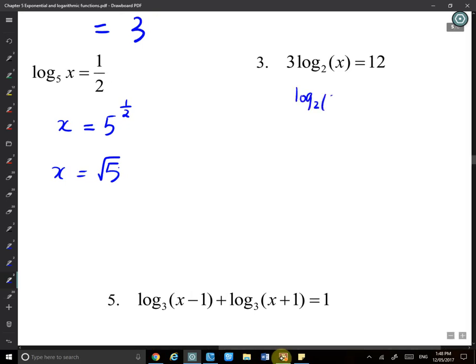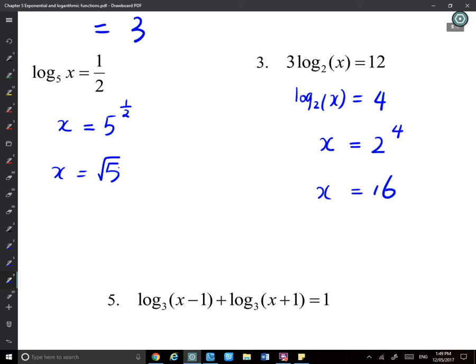Log 2x equals 4. 12 divided by 3, we have 4. And then x will be 2 to the power 4. x is 16.